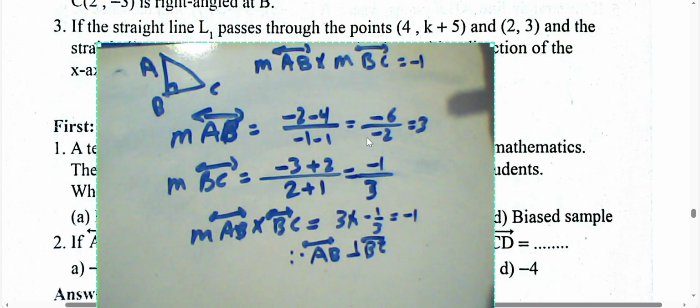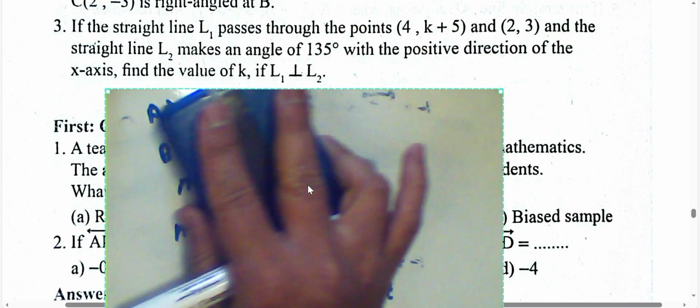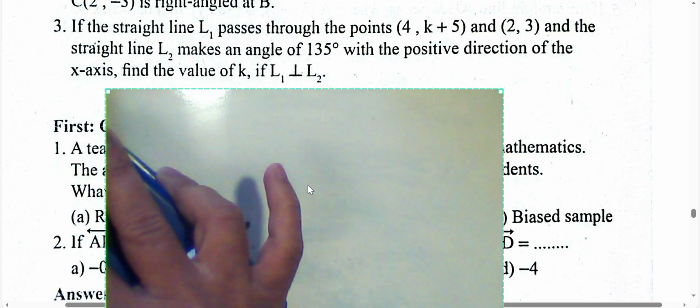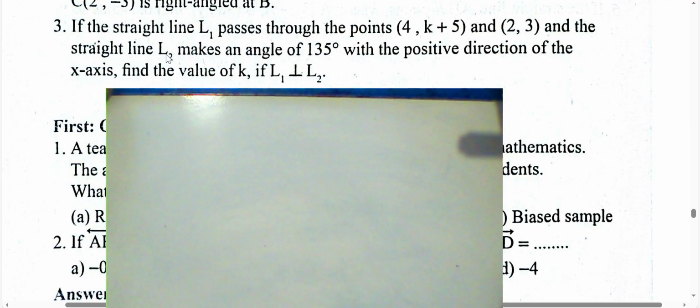Next, question number 3. If a straight line L1 passes through the points (4, k plus 5) and (2, 3), this first point, second point. The straight line L2 makes an angle 135 degrees with the positive direction of the x-axis. Find the value of k if L1 is perpendicular to L2.